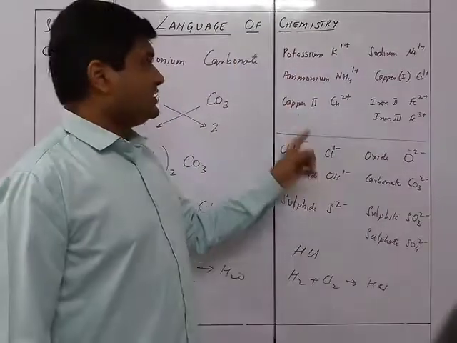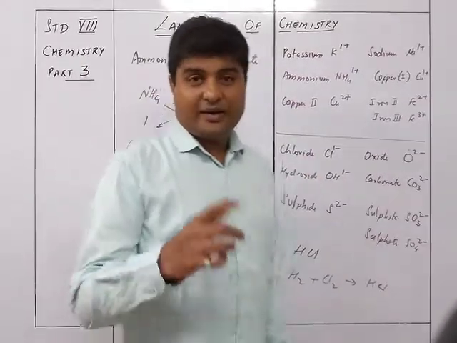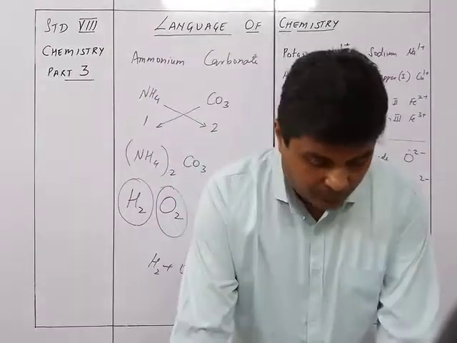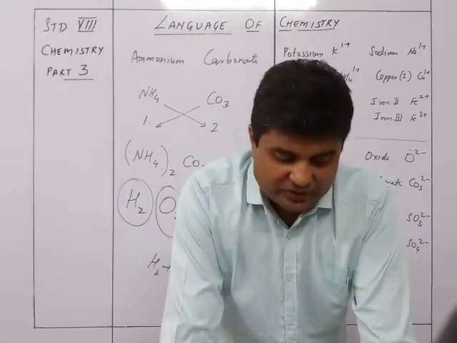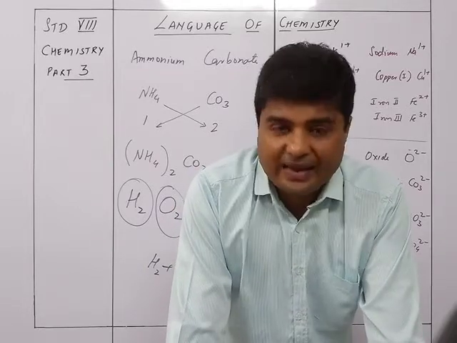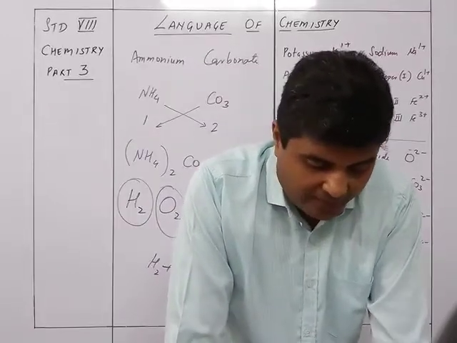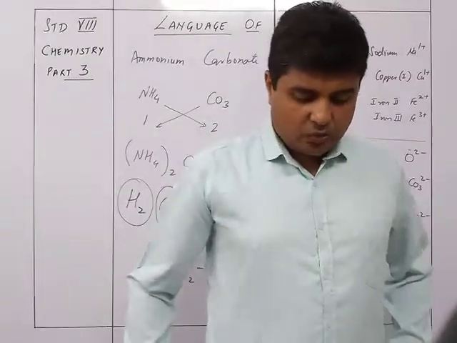Calcium hydroxide, calcium is 2. Okay, I have not written that. Calcium is 2 and hydroxide is 1. That is why Ca(OH)2. Copper sulfate, CuSO4. Sodium chloride, NaCl. Potassium nitrate, KNO3.